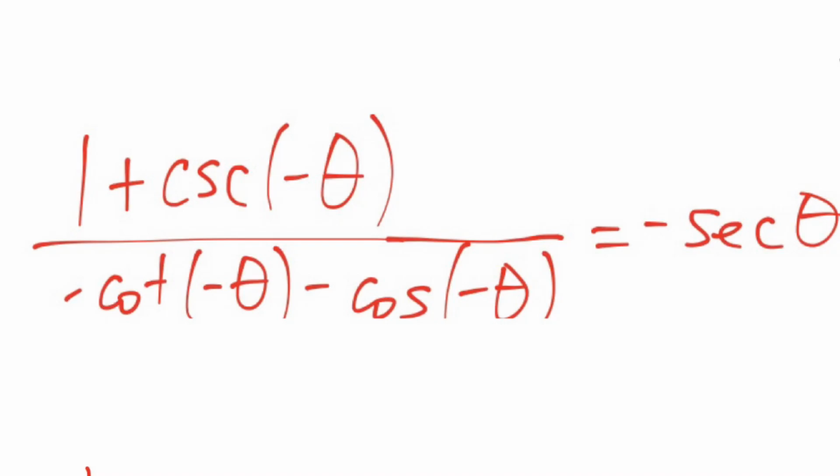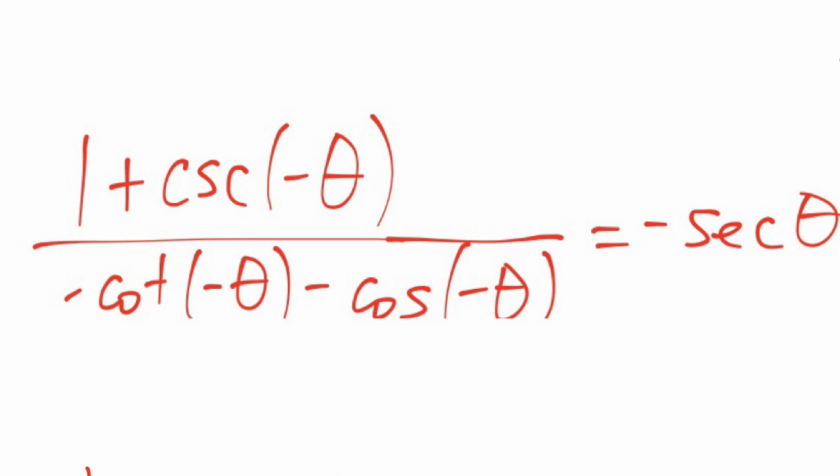Hi, I'm Mitch Johns. In this chapter, we use the fundamental trig identities, which are the reciprocal identities, the quotient identities, Pythagorean identities, cofunction identities, and the even-odd identities to verify the identities.